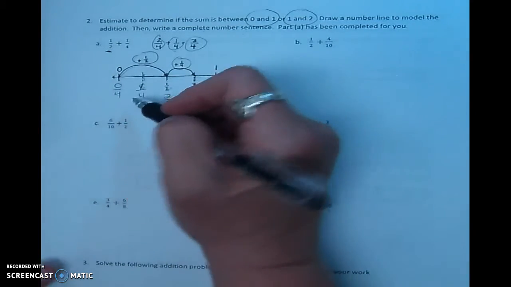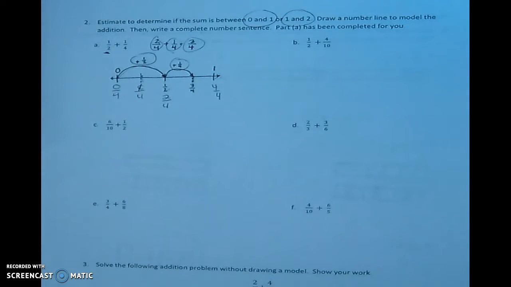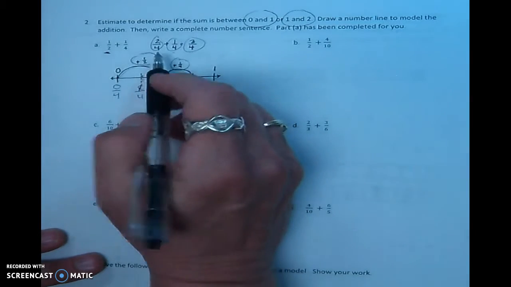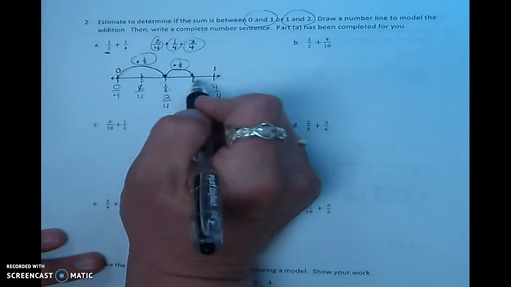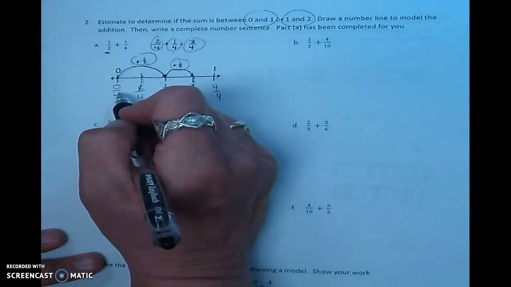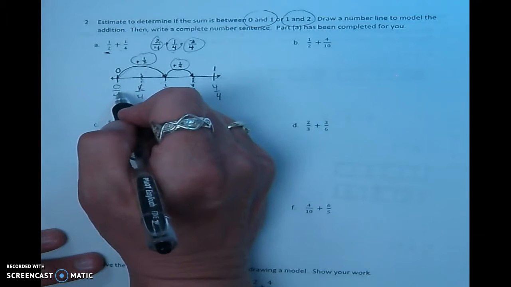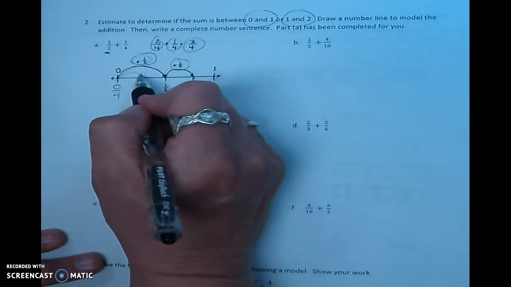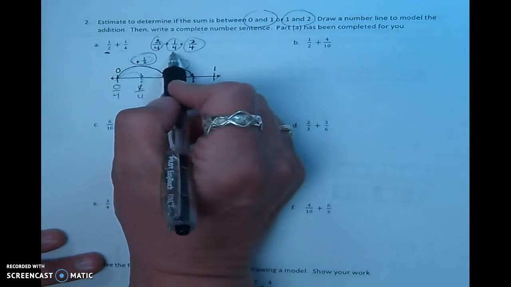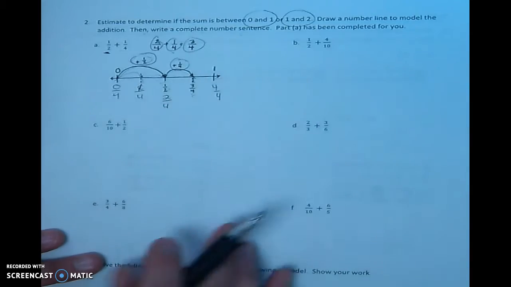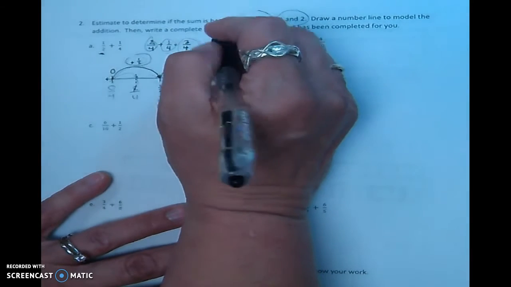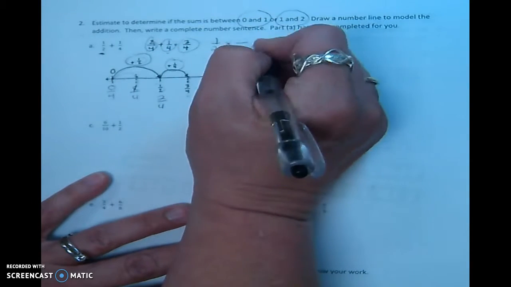So in part A, I added a little bit to this already. So we have 1/2. They put 1/2 here, but we need to jump by fourths. So then we're going to split this number line into fourths, 0 and 1. So we can add 1/2, which is 2/4, which is here, plus 1/4, which is here, equals 3/4. Okay?